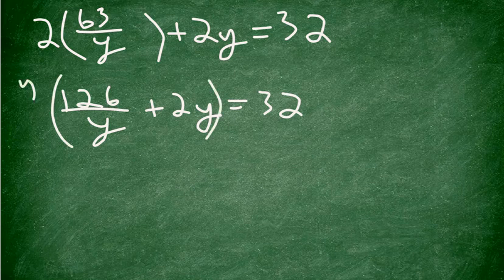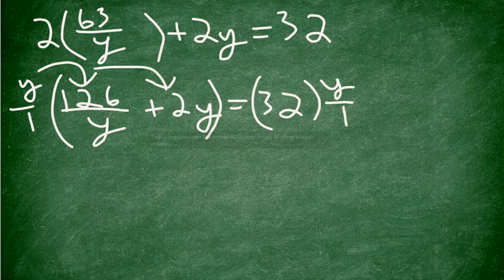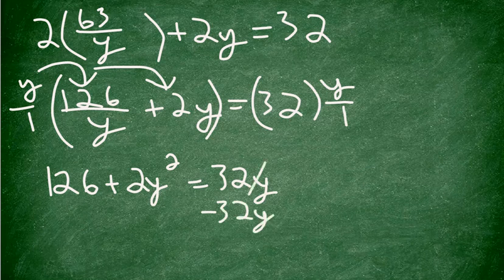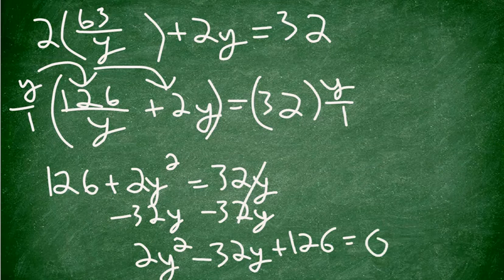So just like in the last problem, I'm going to multiply by y over 1 on both sides. So I have to distribute this. Here the y's will cancel. Here I'll get a 2y squared. So I'm left with 126 plus 2y squared is equal to 32y, right? So now I have a quadratic. Like in the last problem, I need to get everything equal to 0. So I'm going to subtract 32y from both sides. So the equation that I'm solving is the following: 2y squared minus 32y plus 126 equals 0, okay?